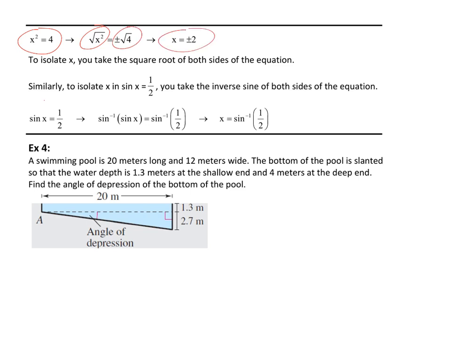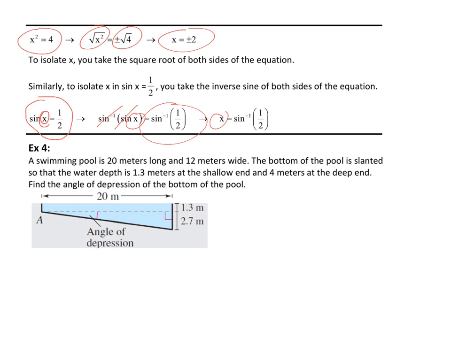Now, here we have sine of x is equal to 1/2. Now, how do you get the x by itself? That's your angle measurement. Well, this is where the inverse sine comes into play. If I take the inverse sine of both sides, essentially you could think of it as it cancels out the normal sine on the left side, and you're just left with the x. And then on the right side you're going to have inverse sine of some fraction.